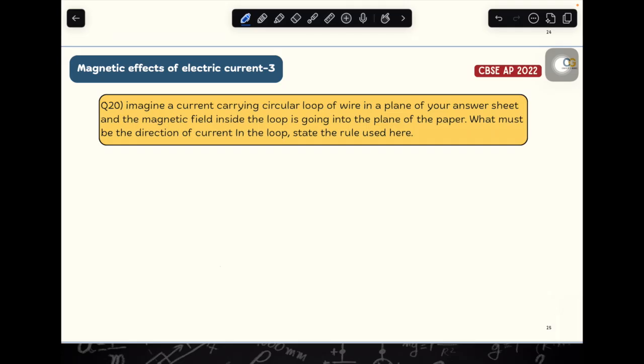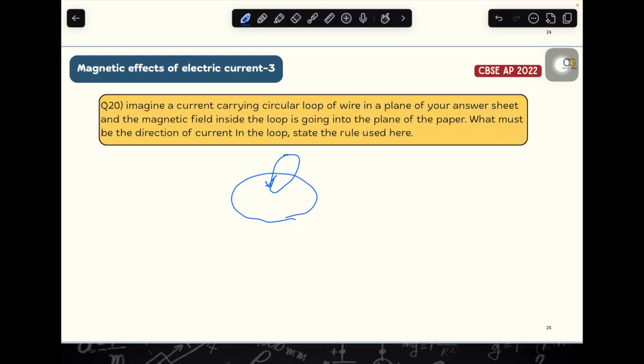Imagine a current carrying circular loop of wire in the plane of your answer sheet, and the magnetic field inside the loop is going into the paper. What must be the direction of the current? State the rule used here. So if this is going into the paper, use the right hand. Always right hand. When there is no force involved, it's right hand.